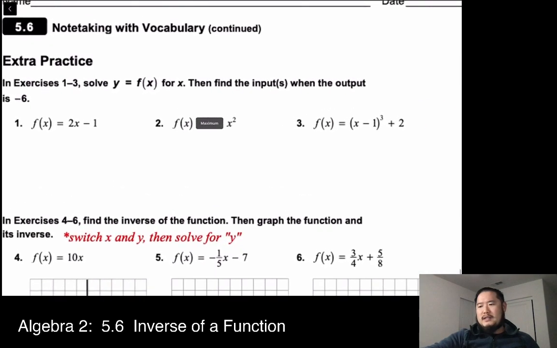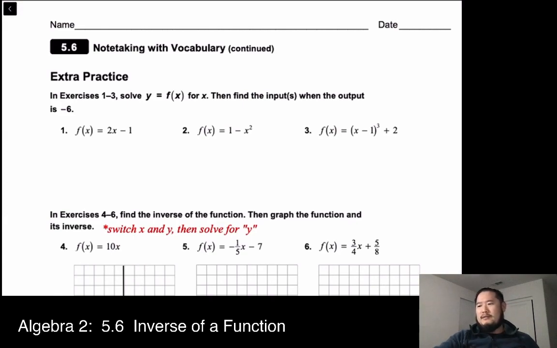First off, it says let's solve f of x for x, then find the input when the output is -6. So on problem number 1, they're saying find the inputs. But if you look at the equation, remember this f of x typically is just y. So what you're going to have to do here is, well, how do I find the inputs when the inputs are x? Let's take this equation and go ahead and solve for x instead.